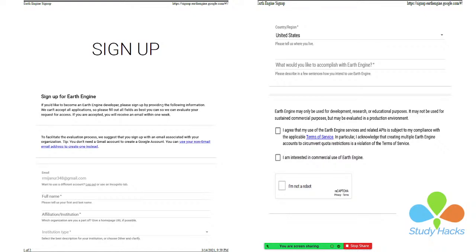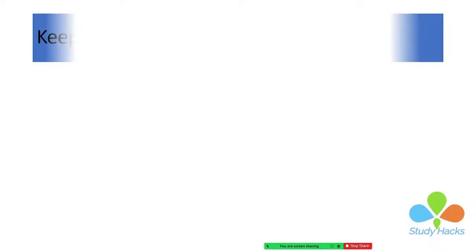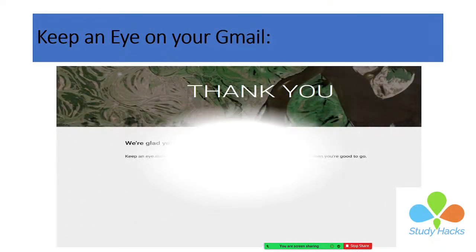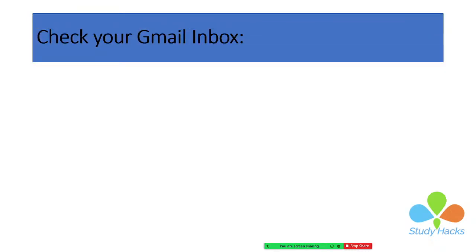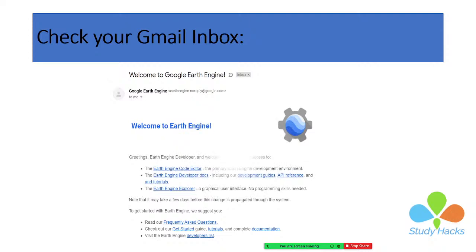Then after 2 days, or within a minute, you can get a message in your Gmail. You can check your Gmail inbox and you can get a message like this: welcome to Earth Engine. When you get this email from the Google Earth Engine authority, then you can use the Earth Engine code editor. Then you can easily access the Earth Engine code editor and work with it.